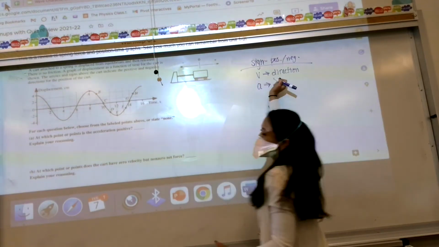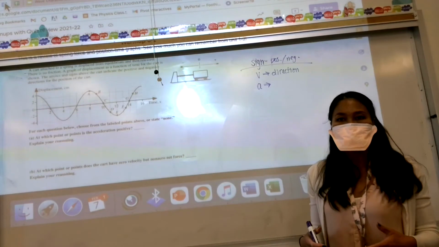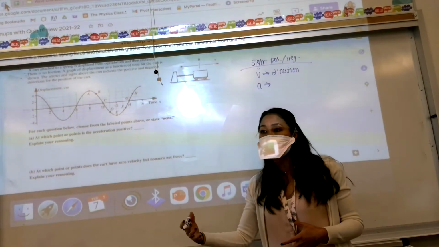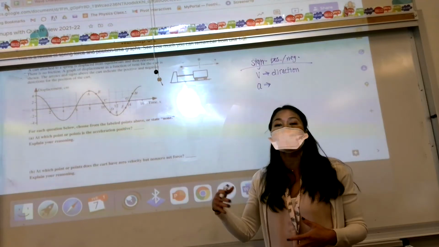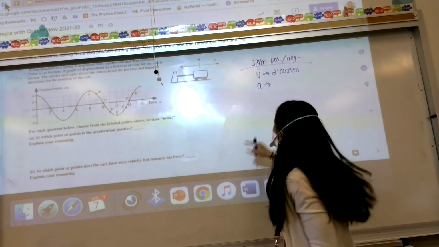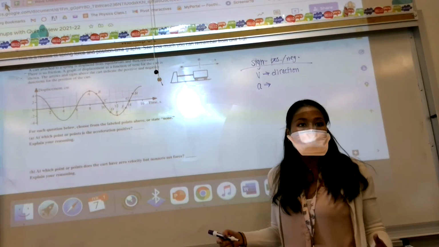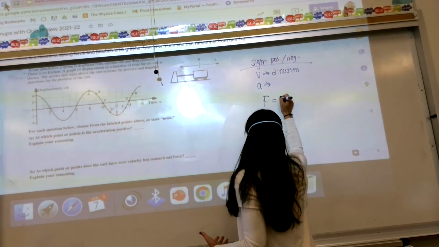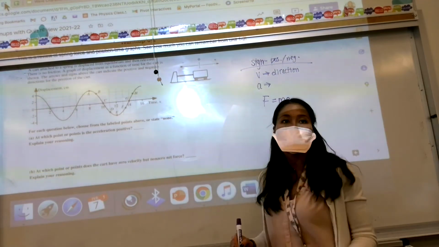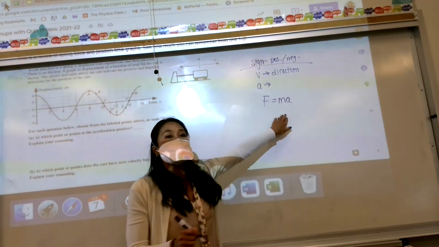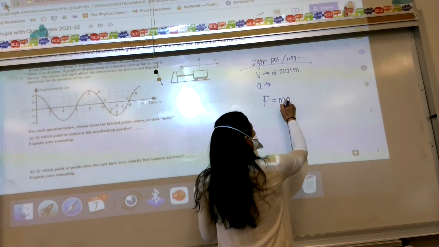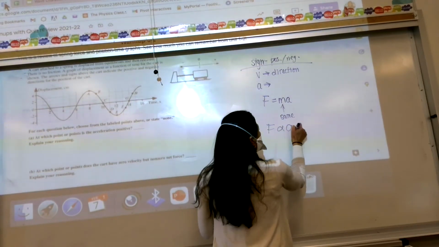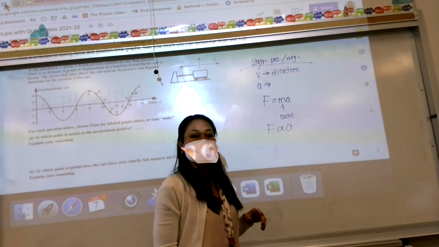Acceleration, on the other hand, is a little bit harder because acceleration doesn't just represent speeding up, it also represents slowing down, and it is not related to the direction of motion. It is actually related to force because of Newton's second law, which is force equals mass times acceleration, and since mass stays the same, the force is proportional to acceleration.